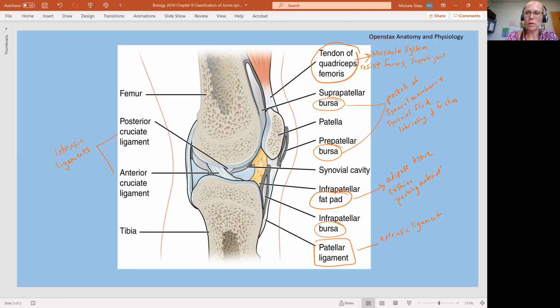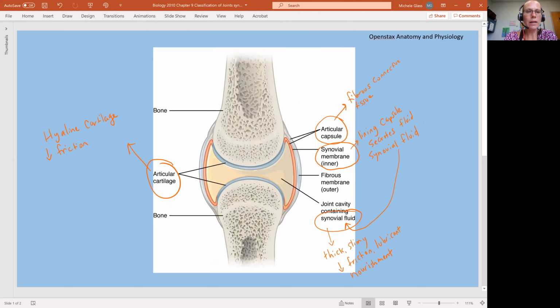Okay, so let's go back to the previous. When we're talking about our synovial joint structure, we should be able to talk about the articular capsule surrounding the entire synovial joint. Lining the capsule, we have the synovial membrane, and its big job is to secrete that synovial fluid. So the synovial membrane is lining the capsule surrounding the joint cavity, making the synovial fluid, which is filling the space. And then remember, we have our articular cartilage on the ends of our bones.